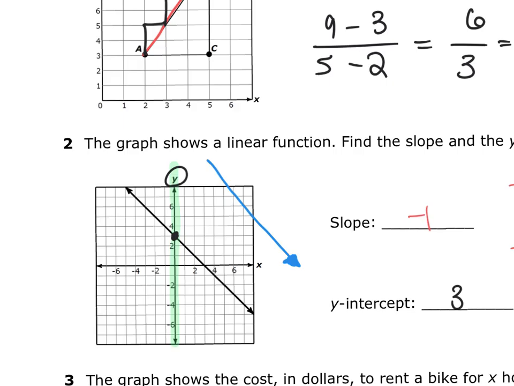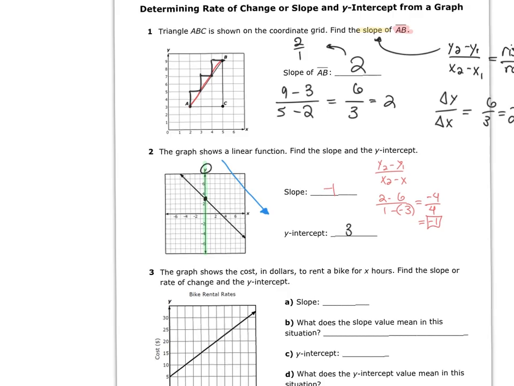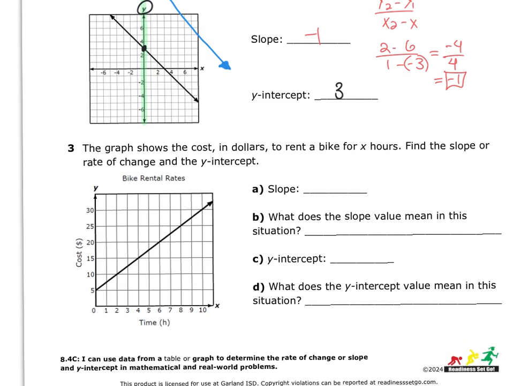Let's do one more example together. You're getting really good at slope now, aren't you? So this is a real world situation. It looks like we're renting a bicycle. The graph shows the cost in dollars to rent a bike for X hours. Find the slope or rate of change and the y-intercept.